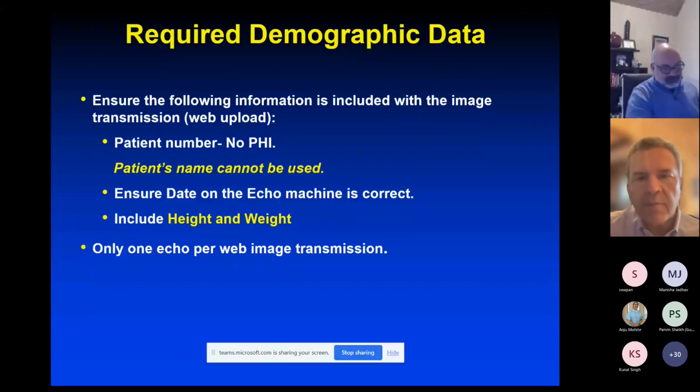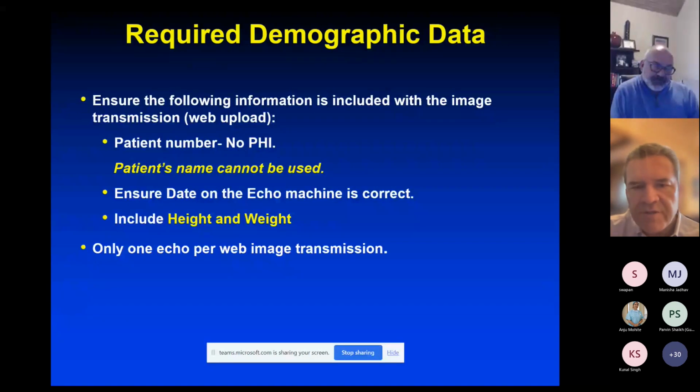And then in terms of the demographic data for each patient, please include the patient number in the study without protected health information. So please don't put the patient's name on the study. And then also it's important to ensure that the date on the echo machine is correct. Sometimes if there's a power outage or maybe the machine has been repaired, that date can be inaccurate. In addition, please include the height and weight, and then please only send 1 echo per web image transmission.